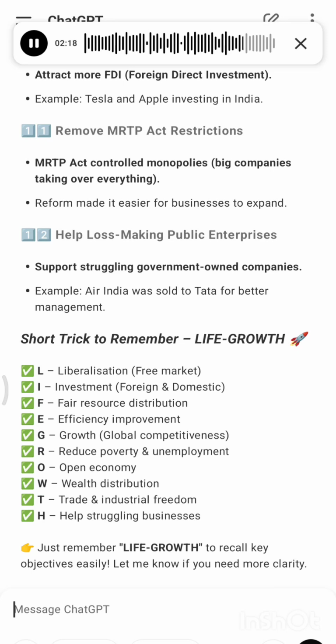Short trick to remember: LIFE GROWTH. L. Liberalization, free market. I. Investment, foreign and domestic. F. Fair resource distribution. E. Efficiency improvement. G. Growth, global competitiveness. R. Reduce poverty and unemployment. O. Open economy. W. Wealth distribution. T. Trade and industrial freedom. H. Help struggling businesses. Just remember LIFE GROWTH to recall key objectives easily. Let me know if you need more clarity.